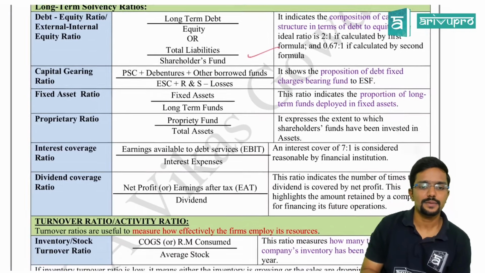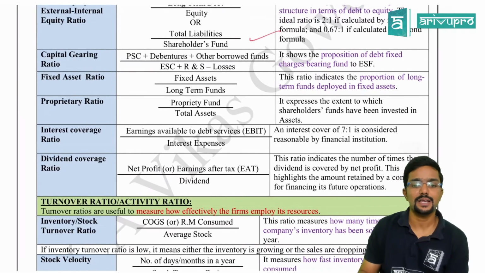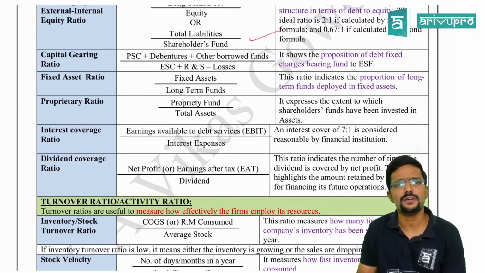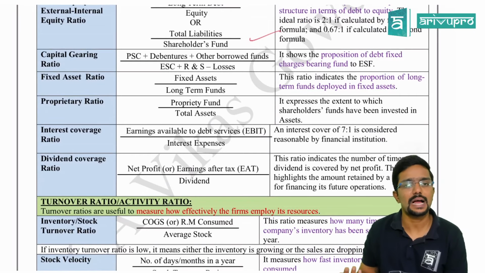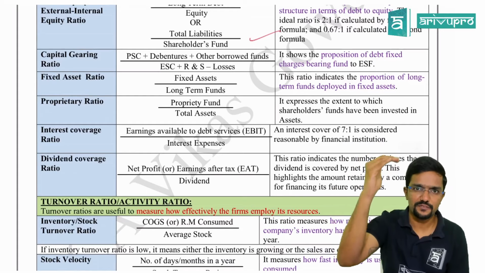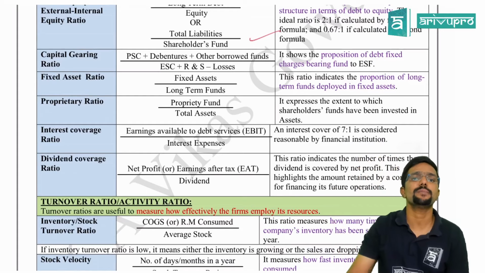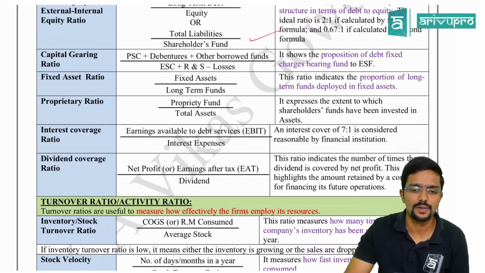Next coming to fixed asset ratio. So here we will take fixed assets divided by long term funds. Long term fund, which is nothing but capital employed, guys, which is the equity shareholders fund plus preference share capital plus long term debt. Okay, sir. Then coming to proprietary ratio, proprietary fund divided by total assets. Proprietary fund is nothing but the shareholder fund, which includes even preference share capital.